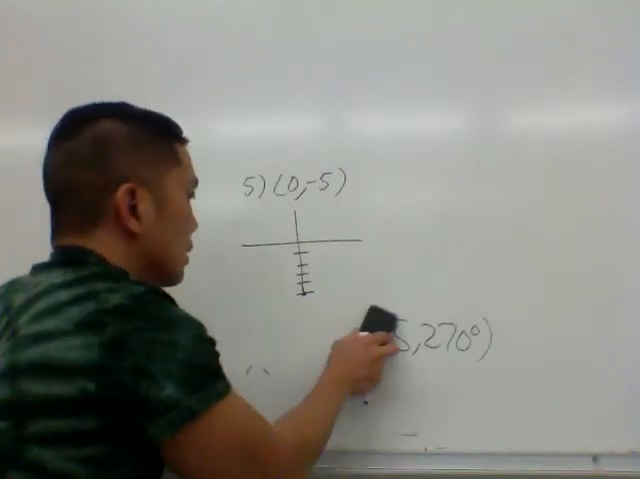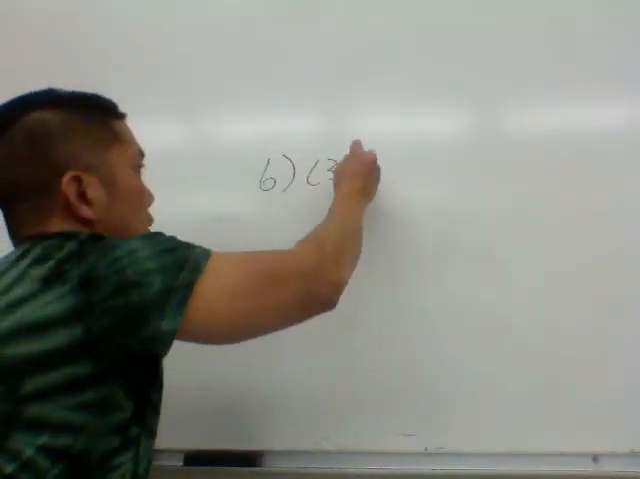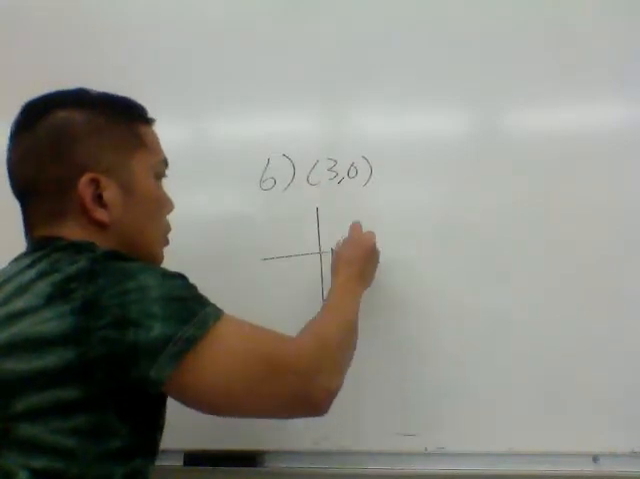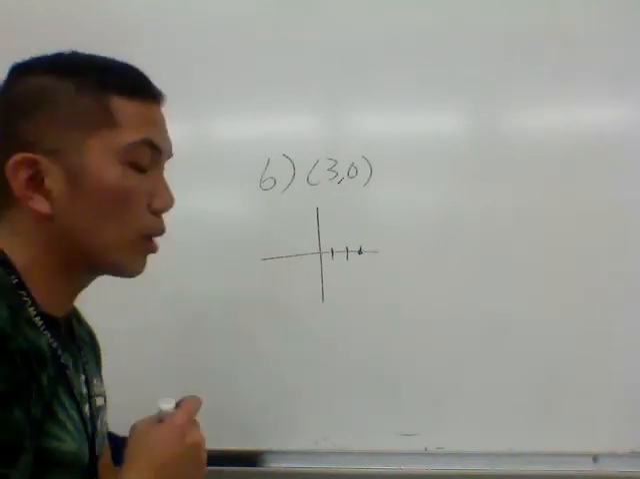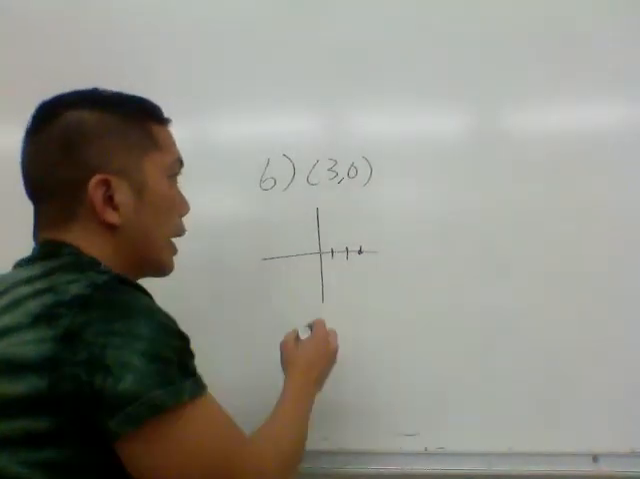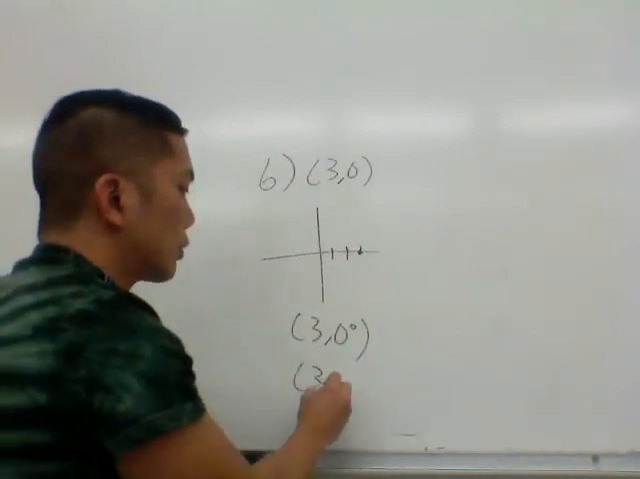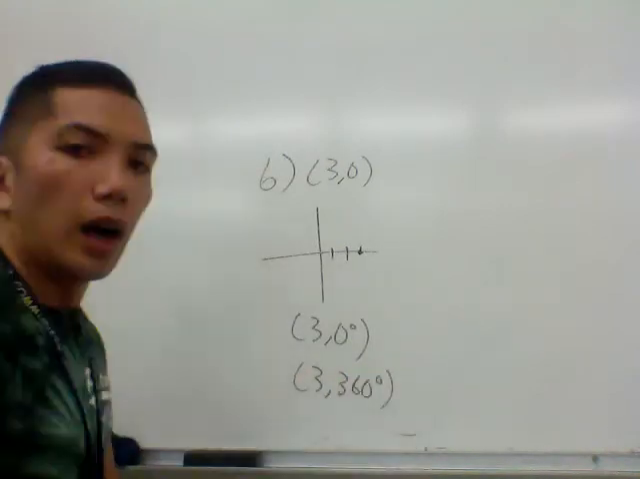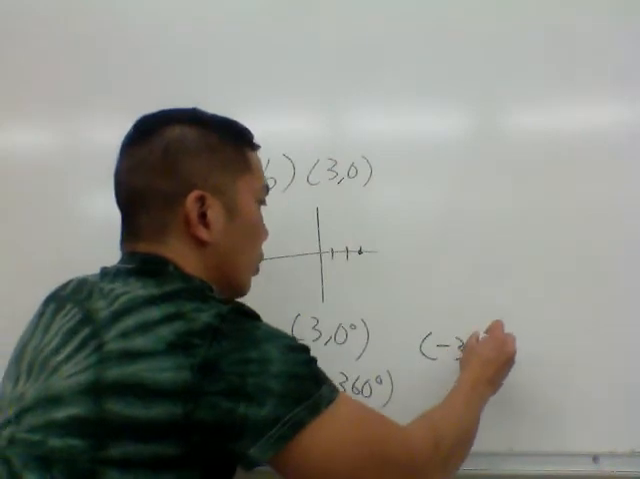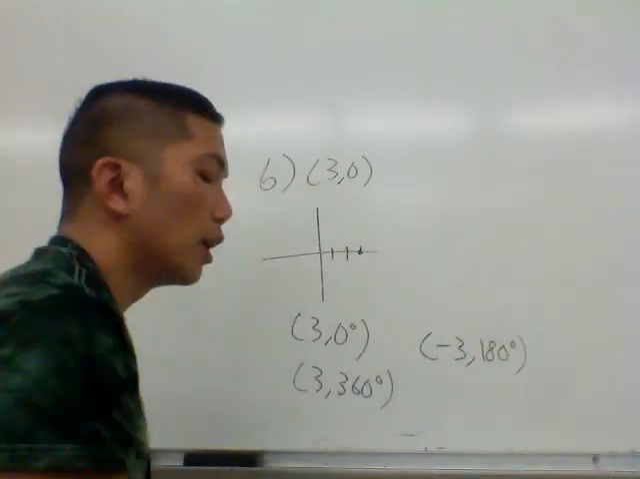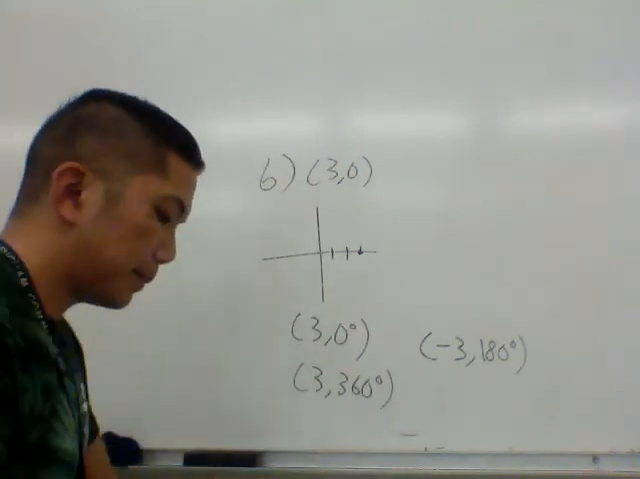Number 6. Number 6 is 3, 0. So I am 1, 2, 3 here. So my point in the polar coordinate system has an r of 3 and an angle of 0. So it's 3, 0 degrees. Or you could even do 3, 360 degrees. It could be even negative 3, 180. Okay. You could use radians or you could use degrees. It doesn't matter. So this could be 3, 2 pi.